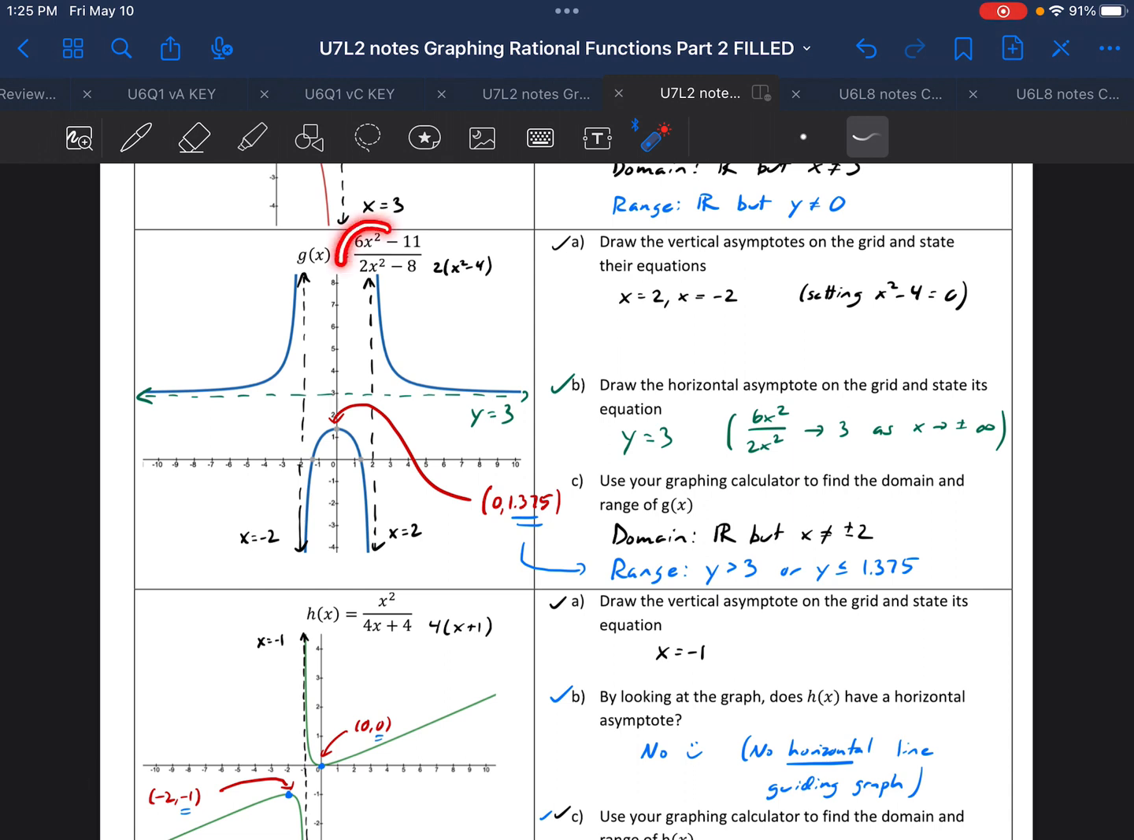Second case, well here they're both degree 2. 6 divided by 2 is 3. That's what we've got here. And so that, you can see here, is our horizontal asymptote. Okay, y equals 3.